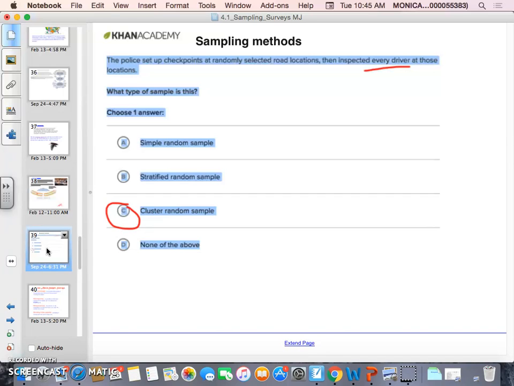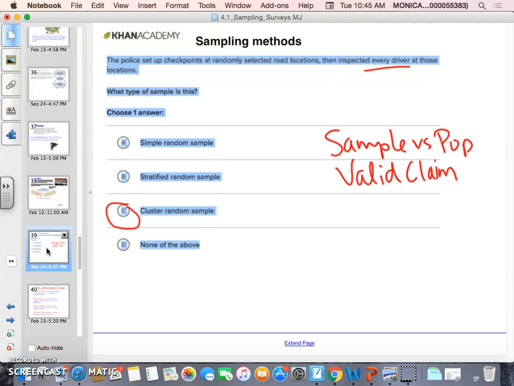Okay, so go ahead and stop the video, and you may try sampling methods on Khan Academy. I'm expecting everybody to get 100. So at this point, what should you have done? You should have sample versus population. You should have valid claims. SRS, simple random sample. And now you're going to finish sampling methods as well.